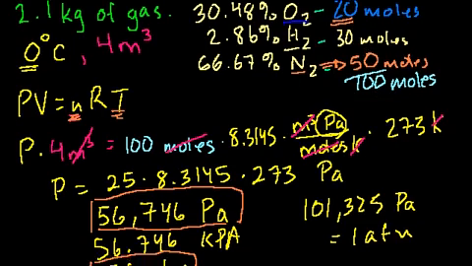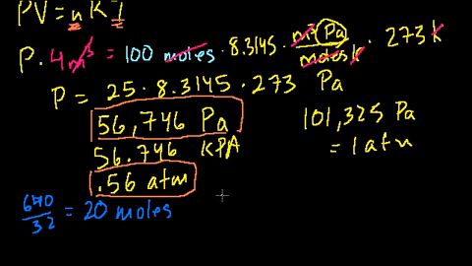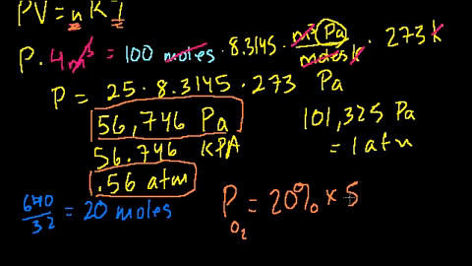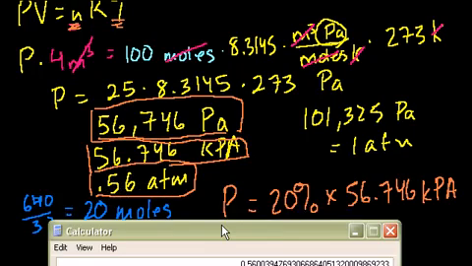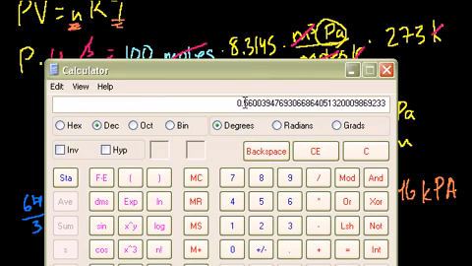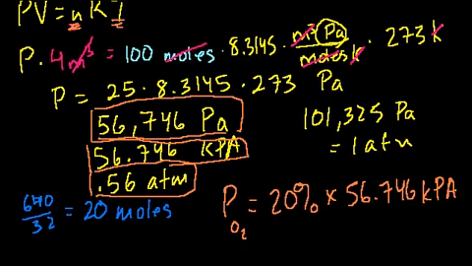20 over 100. So the partial pressure of oxygen, so I could write that as pressure due to oxygen, due to O2, it's going to be 20% of the total pressure. 20% times 56.746 kilopascals. I just took this pressure measurement. I could have done 20% if I wanted in atmospheres times 0.56 atmospheres. And so the partial pressure of oxygen, well, I already have the 0.56 written there, so times 0.2 is equal to 0.112 atmospheres.